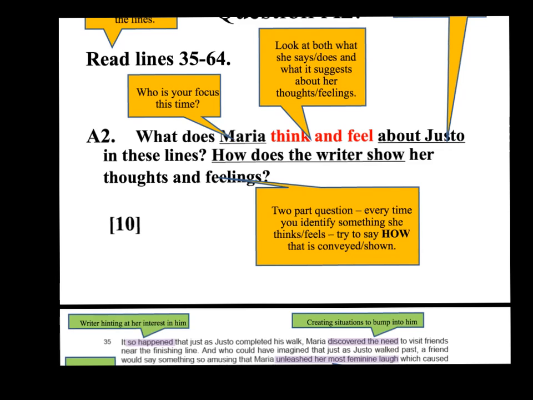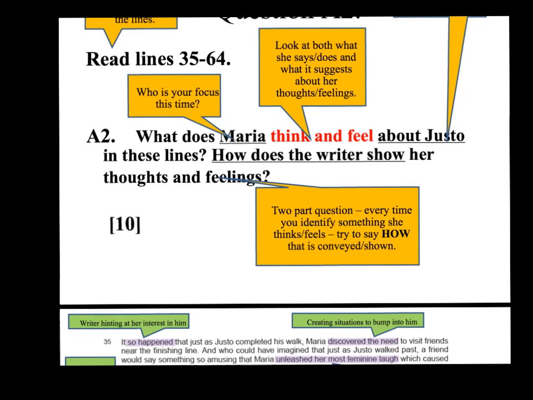It so happened that just as Justo completed his walk, Maria discovered the need to visit friends near the finishing line. And who could have imagined that just as Justo walked past, a friend would say something so amusing that Maria unleashed her most feminine laugh.